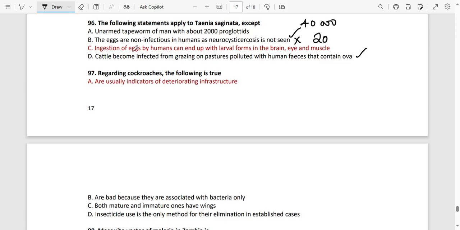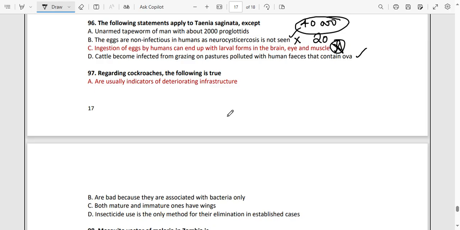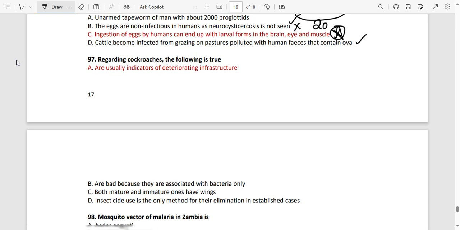So look, ingestion of eggs by human ends up with the larva forms. So these guys don't cause any infection. The eggs don't cause infection for saginata unless they become adult worms. Remember the eggs and the larva; those are babies. Babies don't cause infection. So that's why this is totally wrong. The 40,000 is per proglottid, specifically for solium, not saginata.